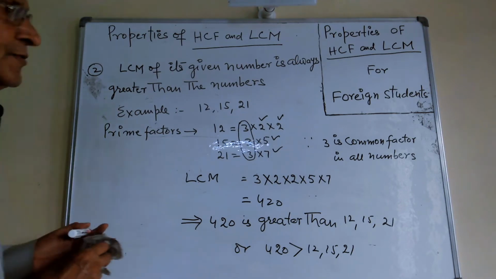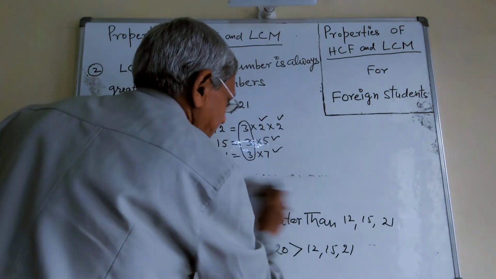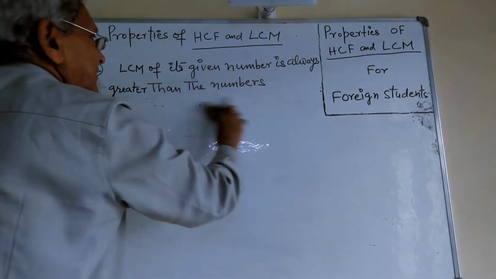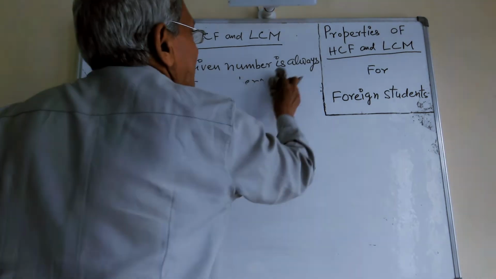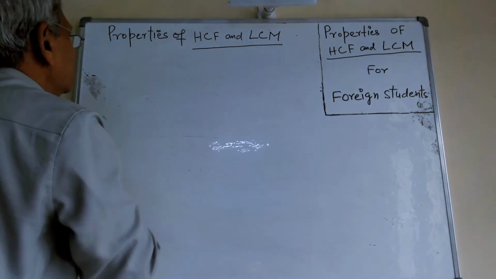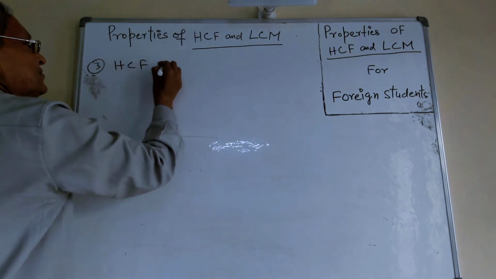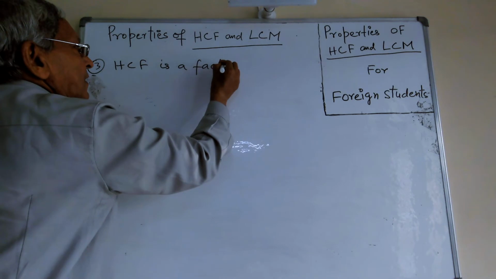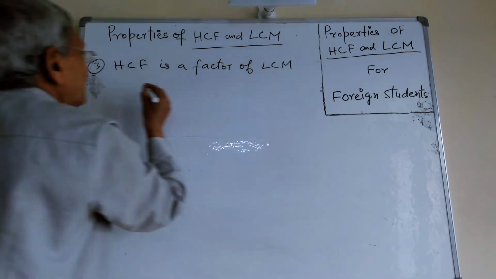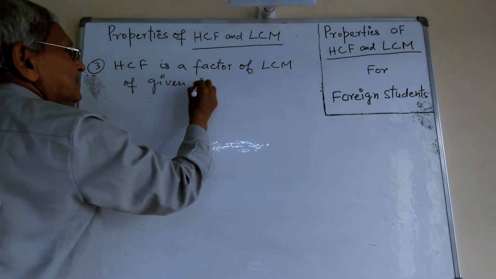Now I am taking the third property. Third property is: HCF is a factor of LCM of the given same numbers.